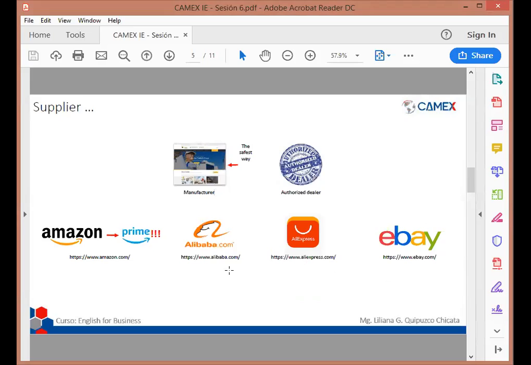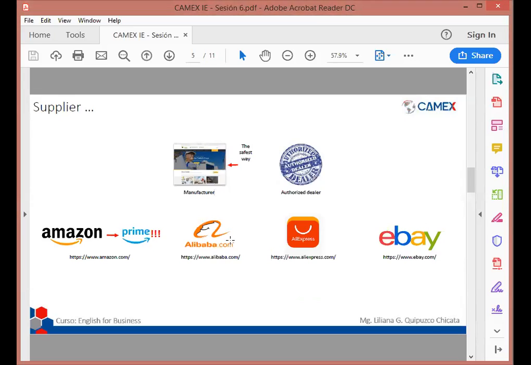Now, on the other hand, we have Alibaba. You can say it's from the same group, the Ali Group. But the difference between Alibaba and AliExpress is that Alibaba is for large quantities. In this case, we're talking about bulk, about lots. So we would not talk about buying one unit. We could be talking about buying 10 units, 100 units, 1,000 units at a very small price because it's going to be a bulk price.